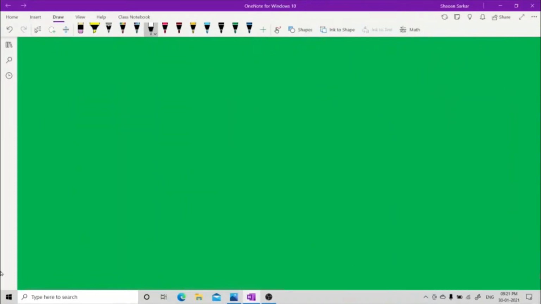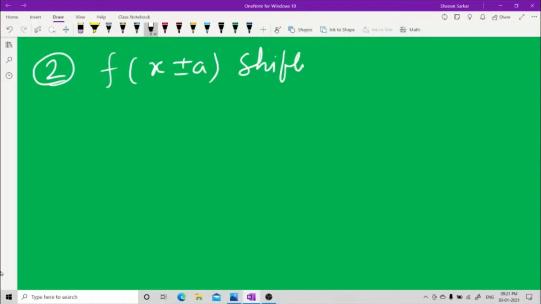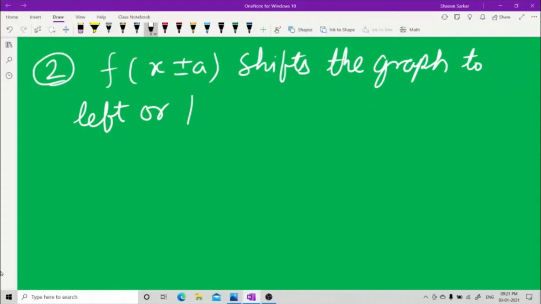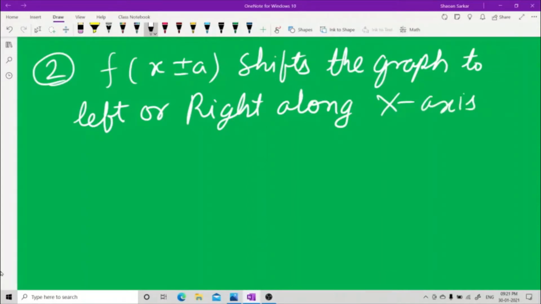Second, f(x plus or minus a) shifts the graph to the left or right, along the x-axis. Plus will shift it to the left and minus will shift it to the right. For example, let us take f(x) is equal to mod x.